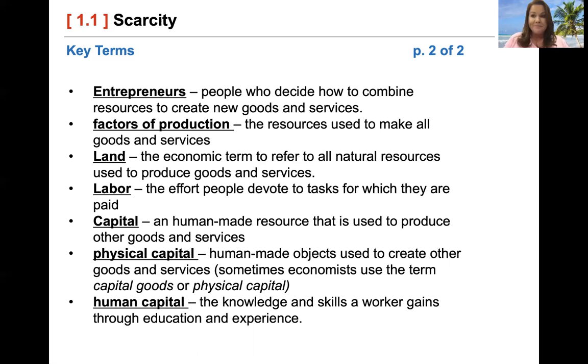Human capital, this is different. It's up here in your brain. It's what's here. This is why you've been in school for 13 years. This is why a lot of you will go on to trade school or college. Human capital: it's your knowledge and skills that you gain through education and experience.